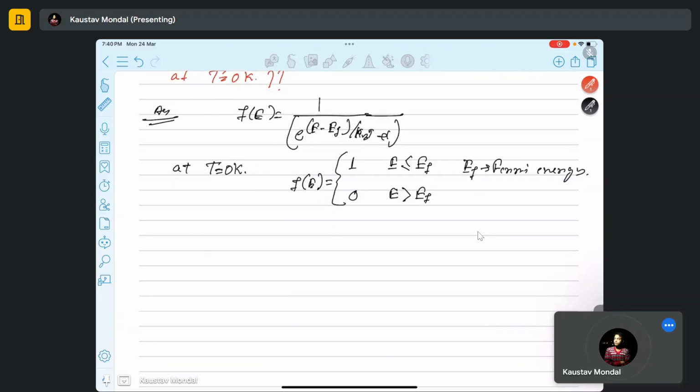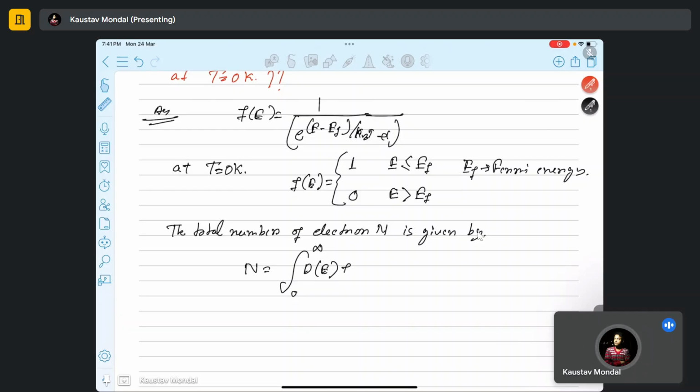So the total number of electrons n is simply the integration from 0 to infinity of D times F times dE, where D is the density of states, F is the probability of occupation, and dE is the small energy interval. This would be simply the total number of electrons at that particular energy state E.